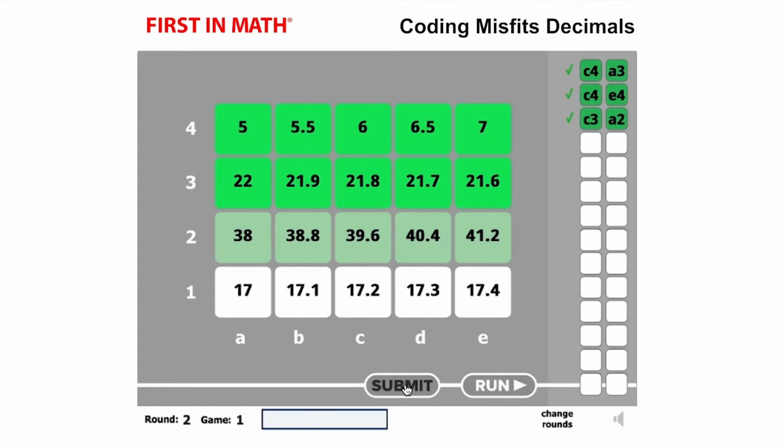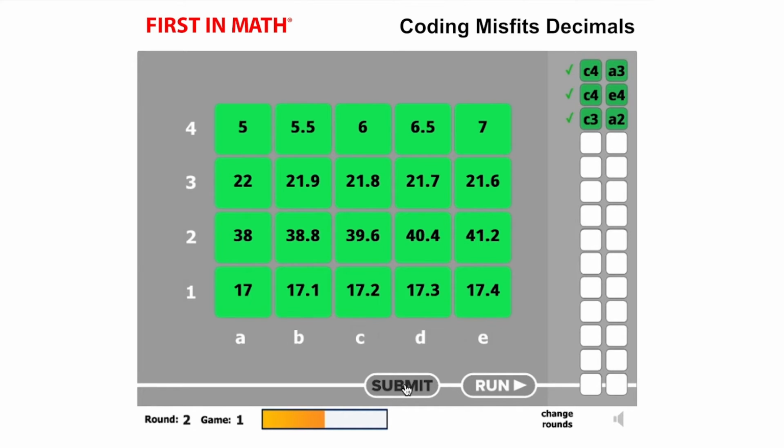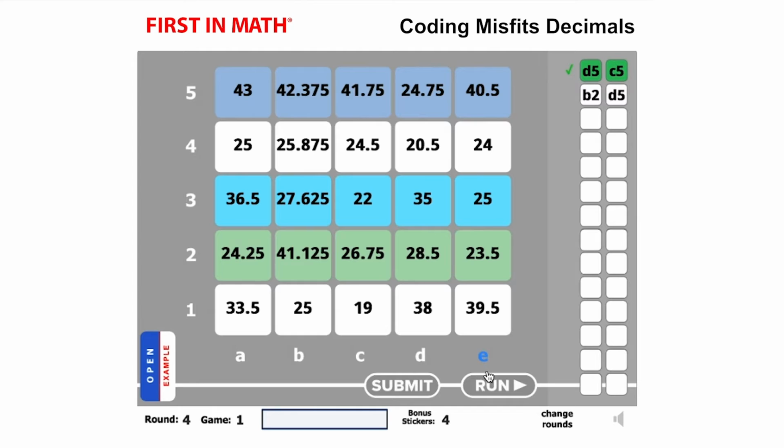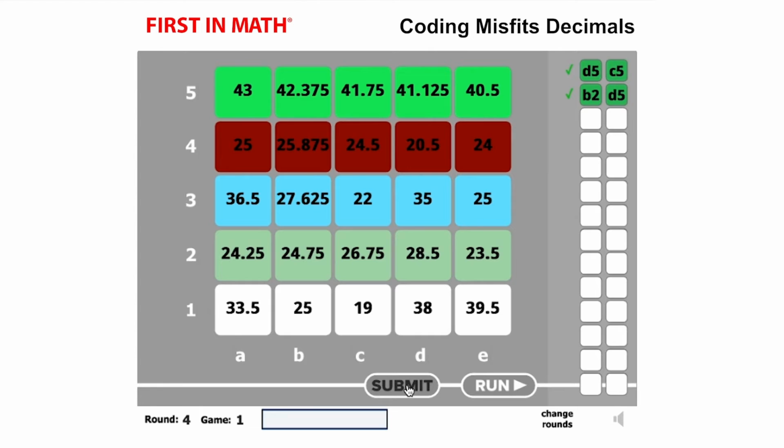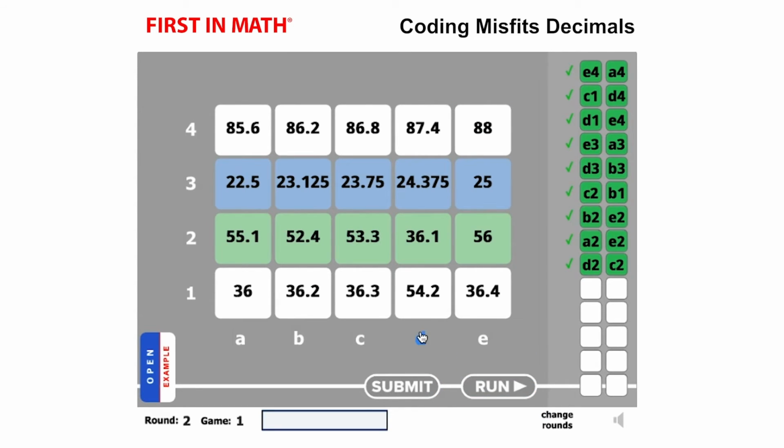Only click Submit. Once all the moves are made, if the sequence is correct, the row turns green. If you need to delete a move, click on the box you want to delete and then re-enter your code. When the sequence is incorrect, the row will turn red and a new problem will appear.